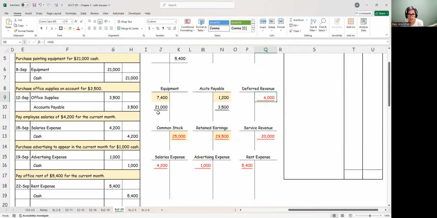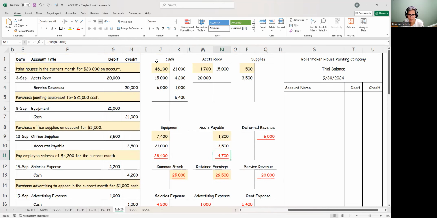Then we have two accounts that have only a debit side or only a credit side. Add those up and those are your balances. So added the debit side for the equipment, credit side for accounts payable, and same thing for office supplies. So the only two accounts where we have multiple debits and credits are cash and accounts receivable. As I mentioned before in the previous videos, you add up the debit, add up the credit side. First do that, come up with the subtotal. Take the difference between the two numbers and put it under the side which is larger.